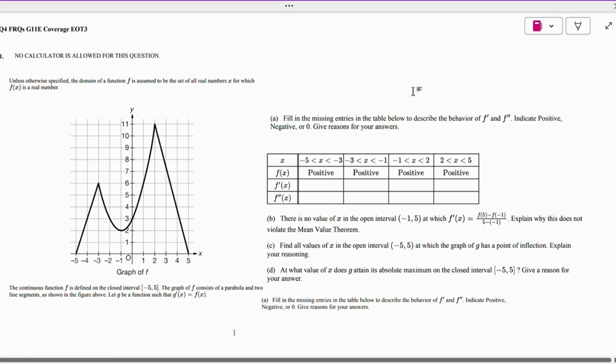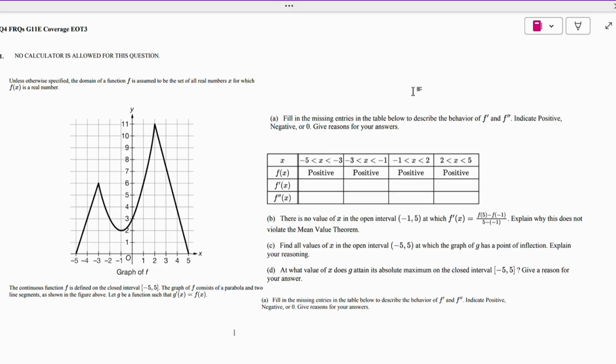In this video we will work on question 4 from the coverage of grade 11 elite for term 3. This file has two suggested questions. This is the first one. We have a function f of x given by the graph. The continuous function f is defined on the closed interval from -5 to 5. The graph of f consists of a parabola and two line segments as shown in the figure above.